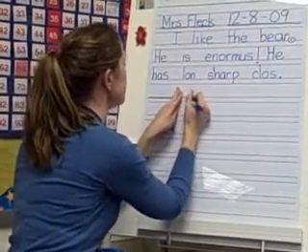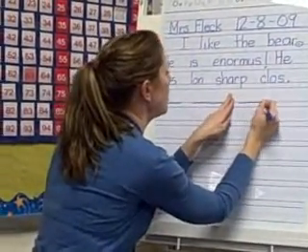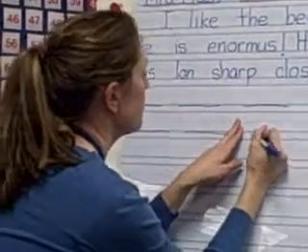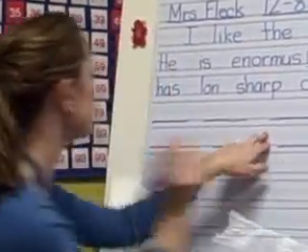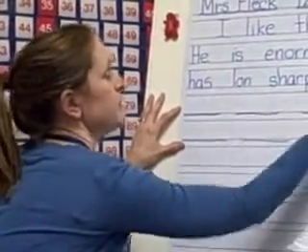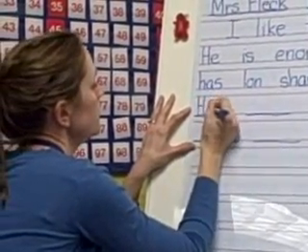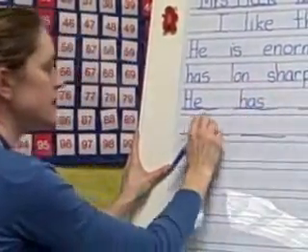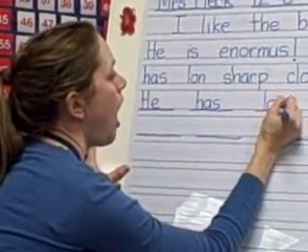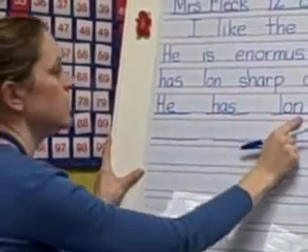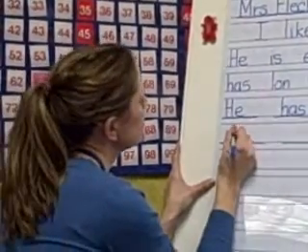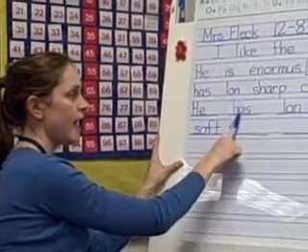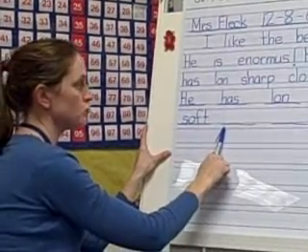He, finger space, has long, soft, brown fur. Put my period in at the end. Okay. He, capital H on here. There's my ending mark. Capital H. He has long, soft, he has long, soft, brown.